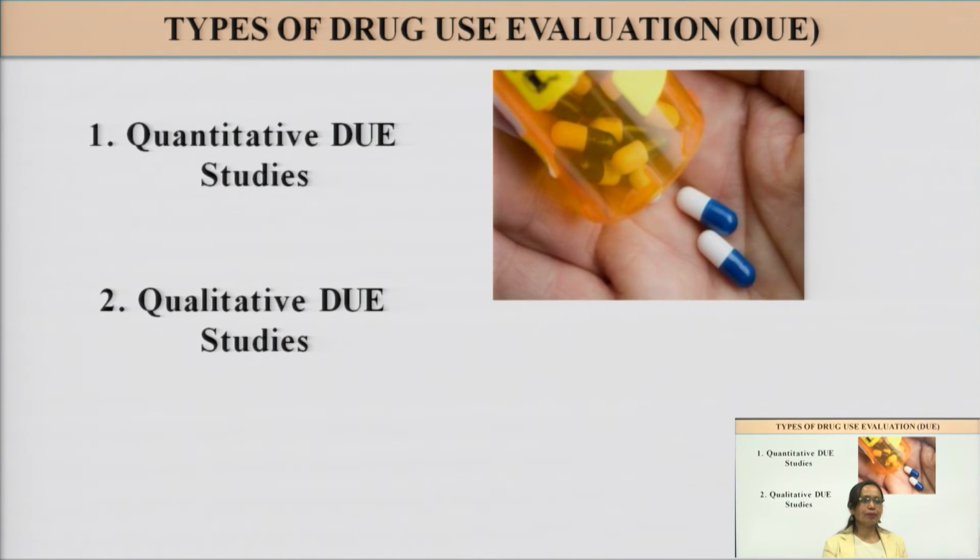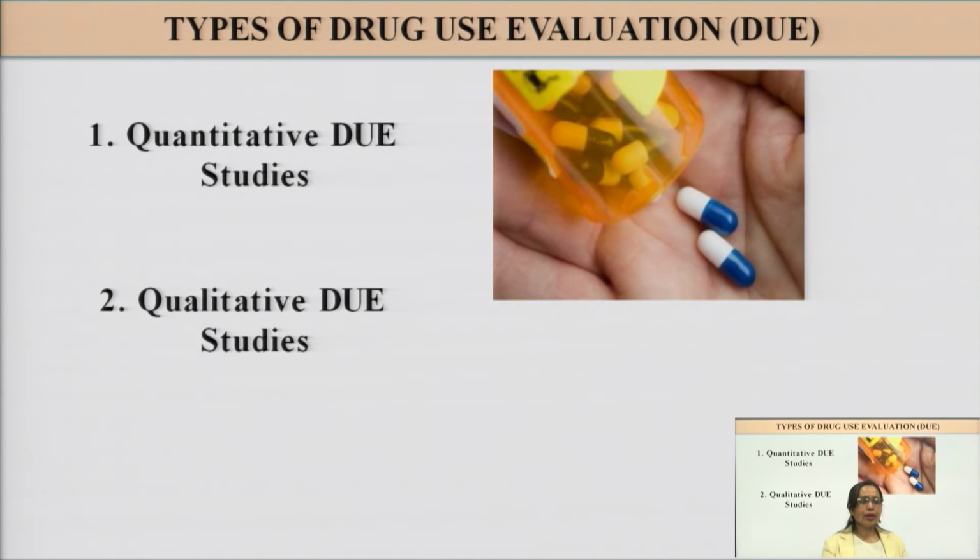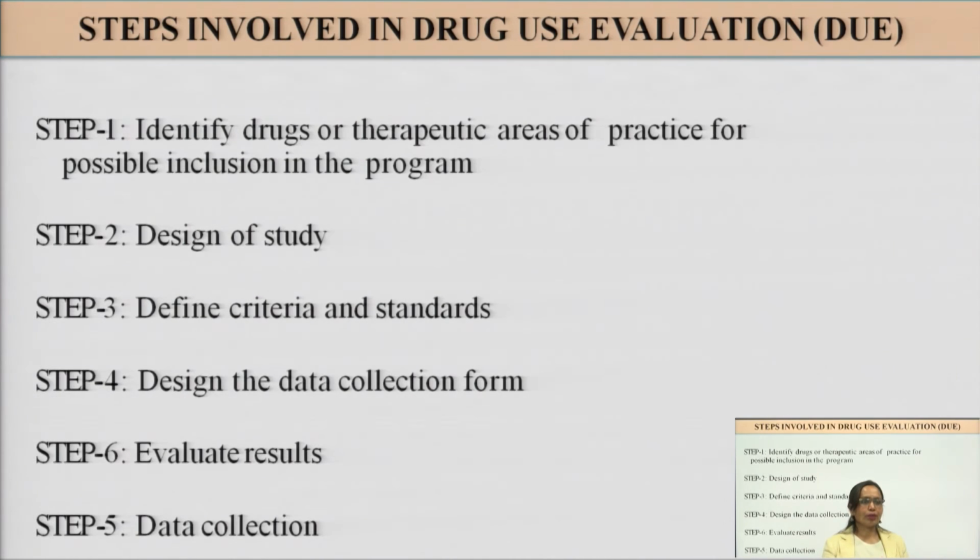These are the different types of drug use evaluation. One is quantitative drug use evaluation studies and another is qualitative drug use evaluation studies. In the case of quantitative, we are mainly analyzing and measuring the effectiveness, and in the case of qualitative we are estimating. Okay. And we are evaluating or estimating, right.